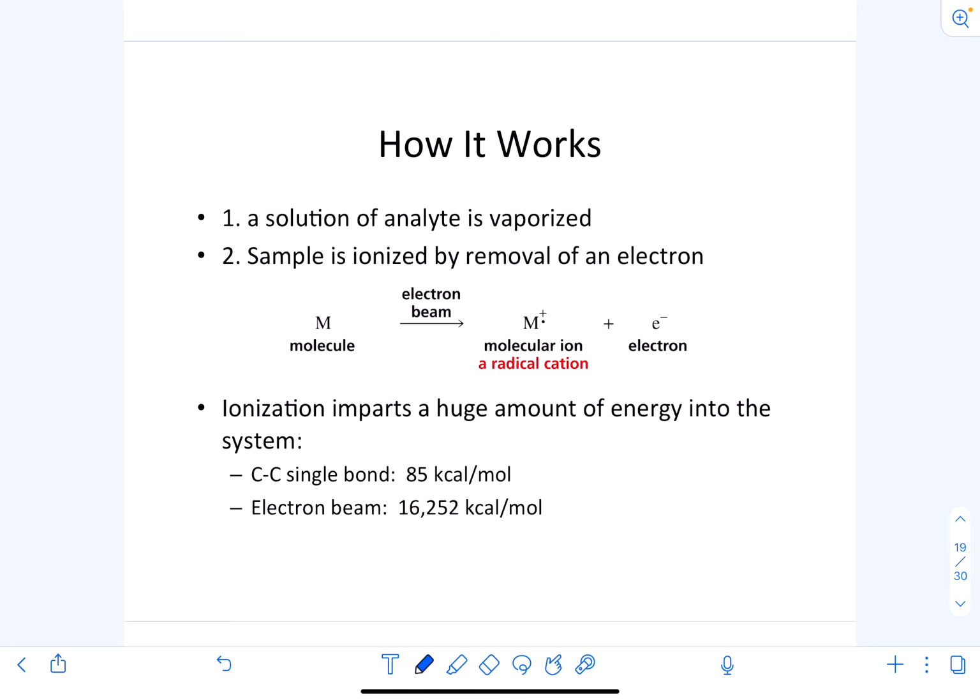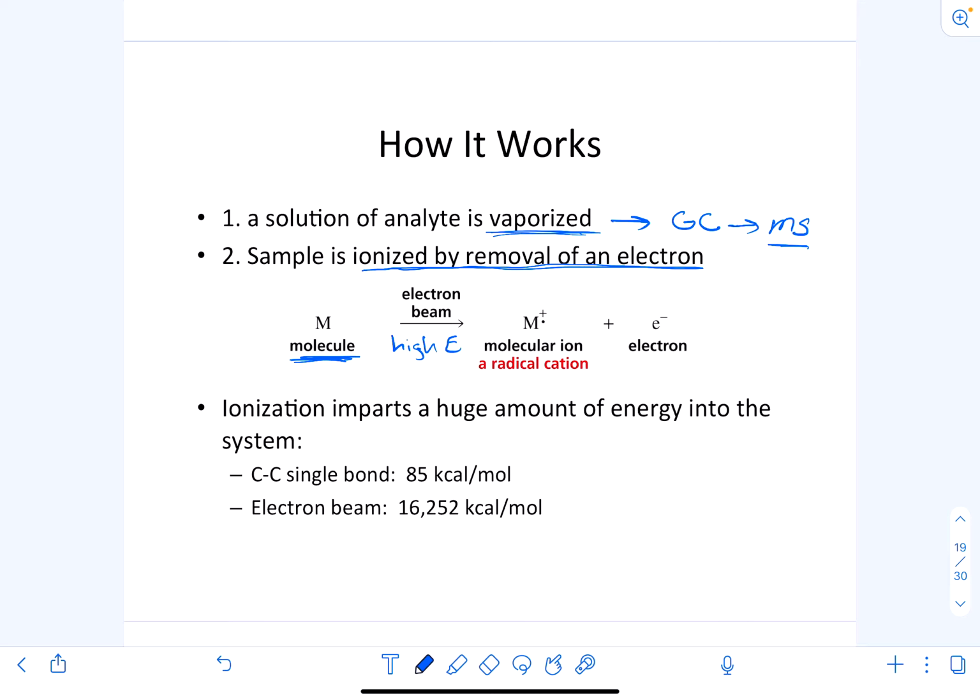We basically take a sample of the analyte that you're interested in, we vaporize it. So this is a gas phase experiment typically. And so once it's vaporized, it goes into a gas chromatograph, which then feeds into the mass spec instrument. And so when it enters the mass spec instrument, what ends up happening is we ionize the sample by removing a single electron from it. And so what we end up doing is we take the neutral molecule that's in the vapor phase, we hit it with a very high energy electron beam.